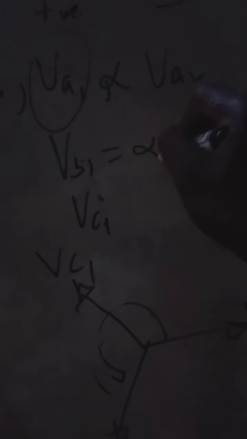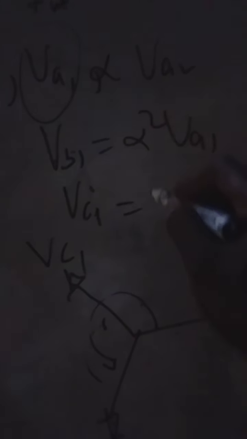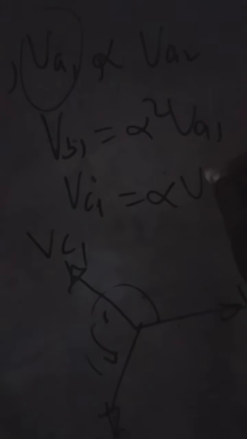To find these, this is the positive component. So you draw the phasors for the positive sequence. VA1 is the reference, then VB1 and VC1. So your VB1 is alpha squared VA1, and VC1 is alpha VA1, advanced anticlockwise.